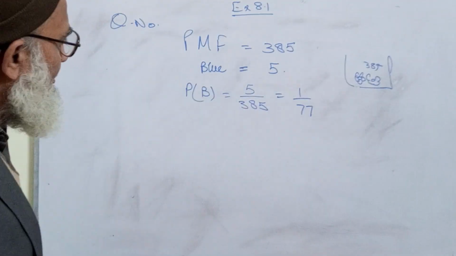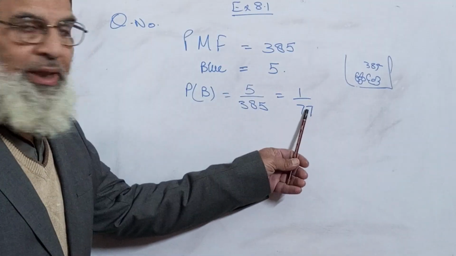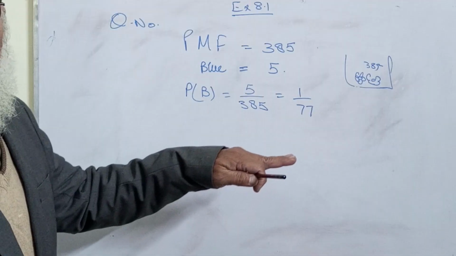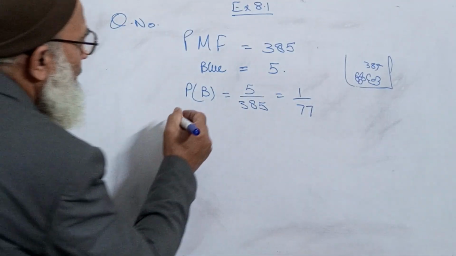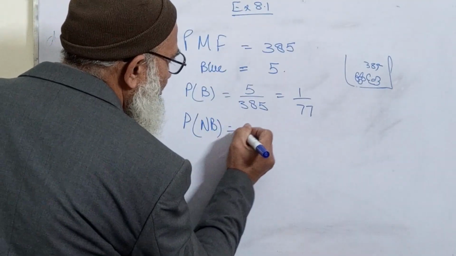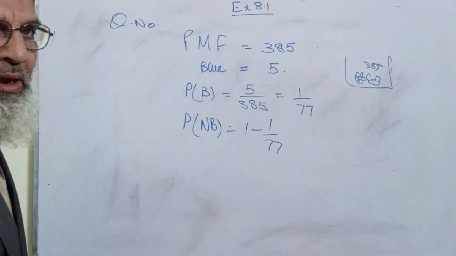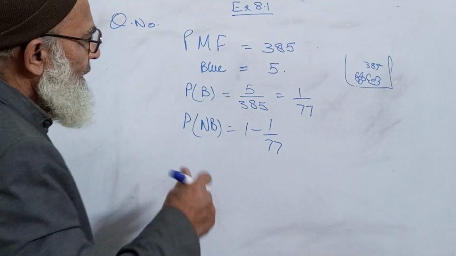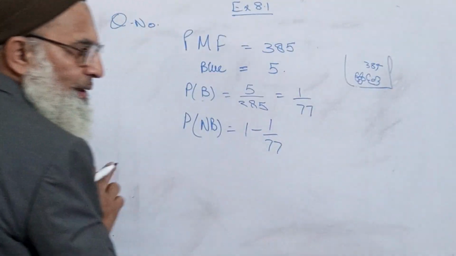Now, since this is the probability of blue, and if we want to find that it is not blue, P of not blue is equal to 1 minus 1 upon 77. Okay, it is not blue, or another method is also available to us, but what we have learned is this format.